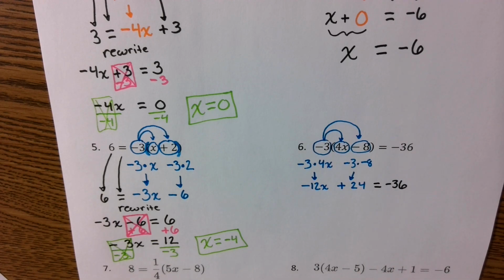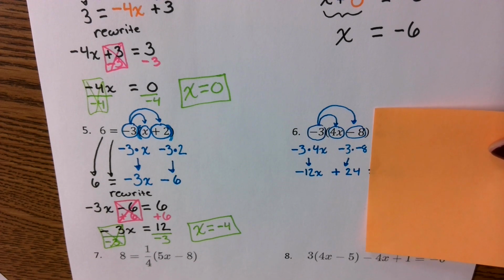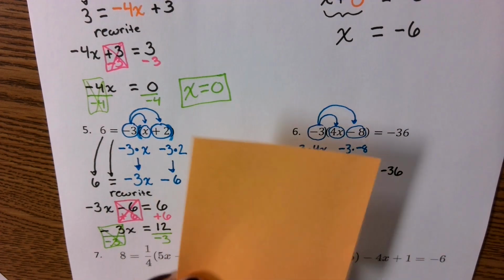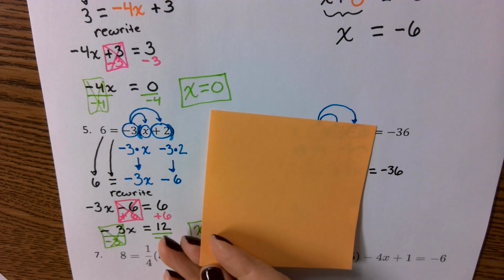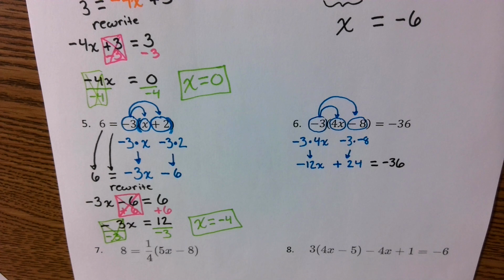All right, if I cover up, can I simplify anything here? Negative 12x plus 24? No. Can I simplify anything here? No, that's just going to say negative 36. I can't simplify, so now I go and I solve. Do we have a constant? Yes. Yeah, what's our constant?